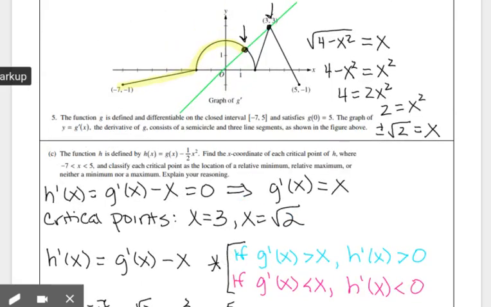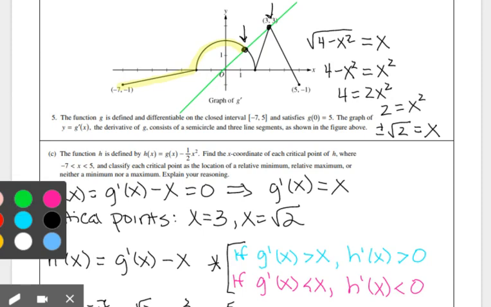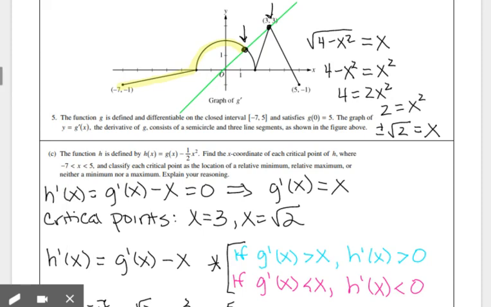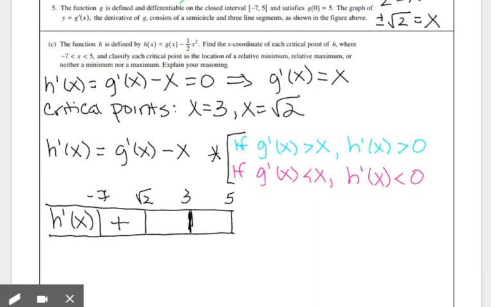Then let's look at the next portion here. Now we need to go between the square root of 2 and 3. So we're looking at this portion right here that I just highlighted in blue. That portion is part of g prime. G prime is underneath the line y equals x, which means that g prime is less than x. If g prime is less than x, I know that my h prime is going to be less than 0. It's going to be negative.